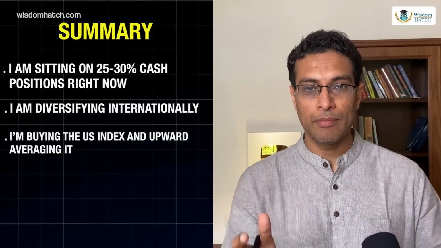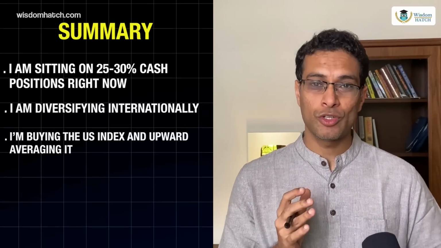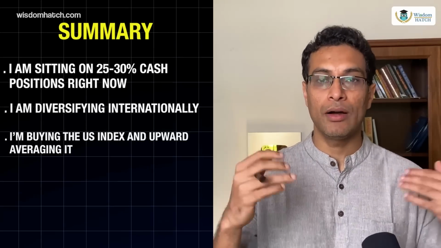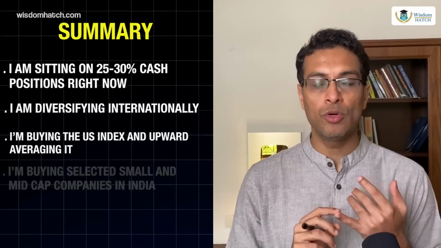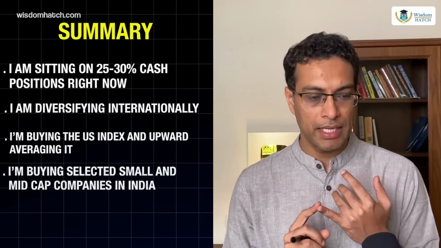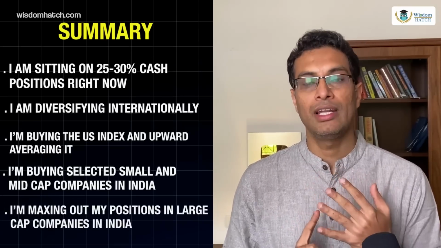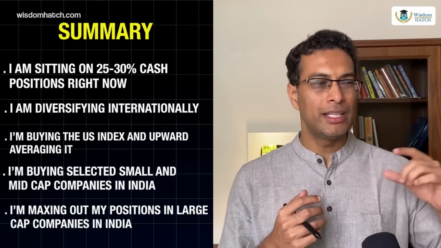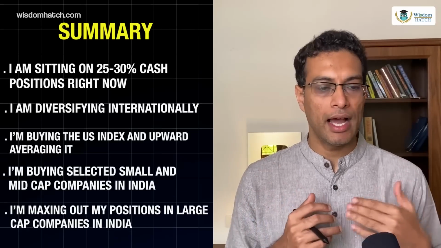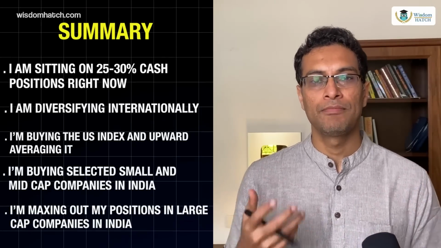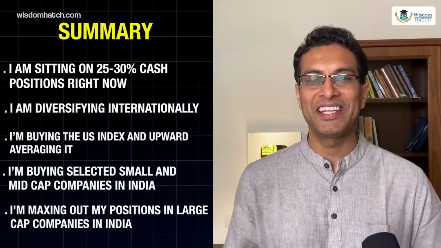Please note, this is a very important consideration. I had already built a huge position on US markets, but now I am upward averaging it. This is three. Number four, I'm buying select small and mid cap companies in India. And number five and final point is that I'm maxing out my positions on large cap companies in India because I do feel that there is a small rally left and I would want to benefit from it. And after that, we might be in a euphoria stage and फिर उसके बाद देखते हैं how to book profits.